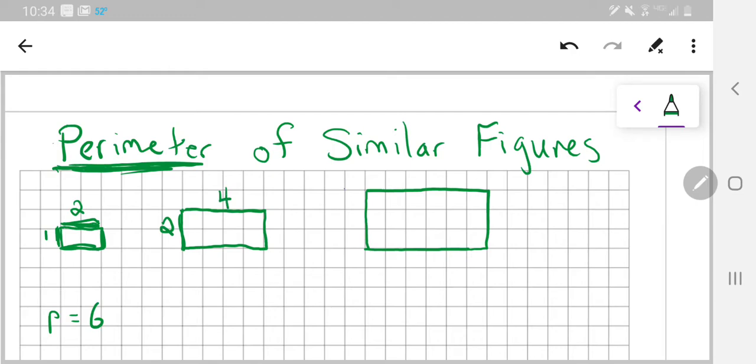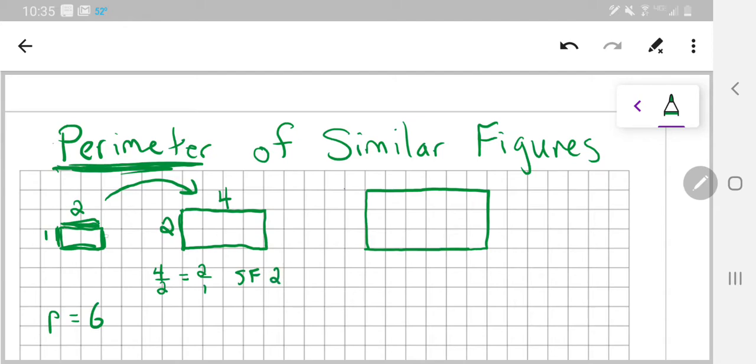All right, so what we're going to do is we're always going to put the new shape, what we call the image, on top when we're trying to find a scale factor or looking to set up a proportion here. So since we went from here to here, we're going to put the new shape, the 4, on top. So 4 to 2 and 2 to 1, right? Those are equal. Their corresponding side lengths are proportional. And when we divide that, we get a scale factor of 2. All right, scale factor of 2.